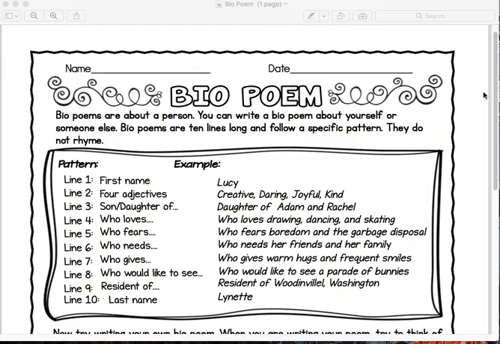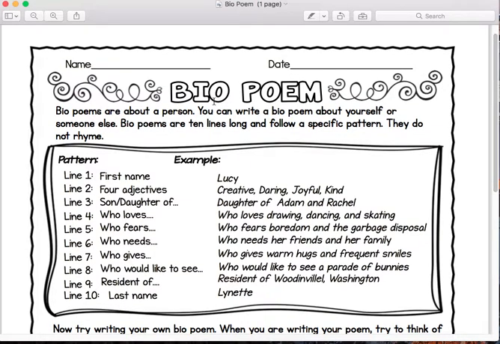So the first one we're going to start with is called a bio poem. And a bio is short for biography. So a biography tells about a person. So this is a bio poem. Let's just read what it says. It says bio poems are about a person. You can write a bio poem about yourself or someone else. Bio poems are 10 lines long and follow a specific pattern.